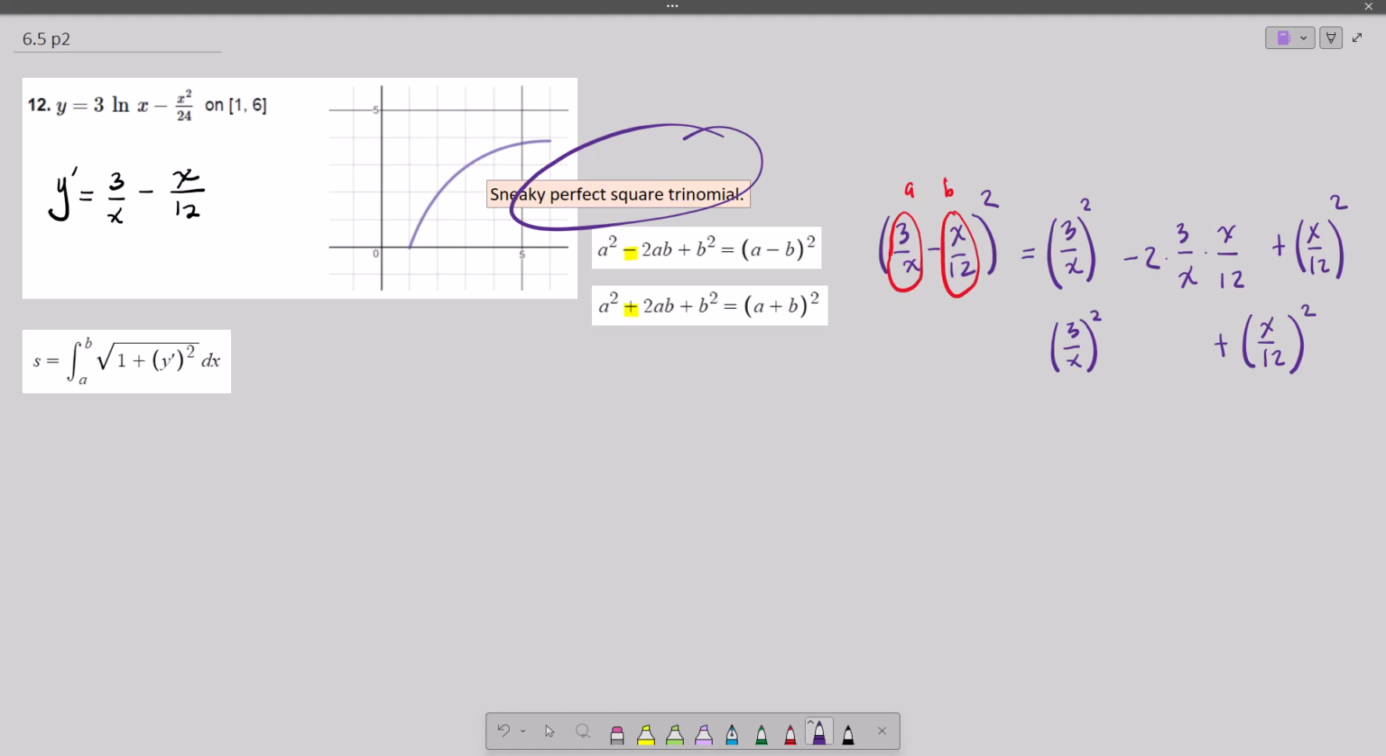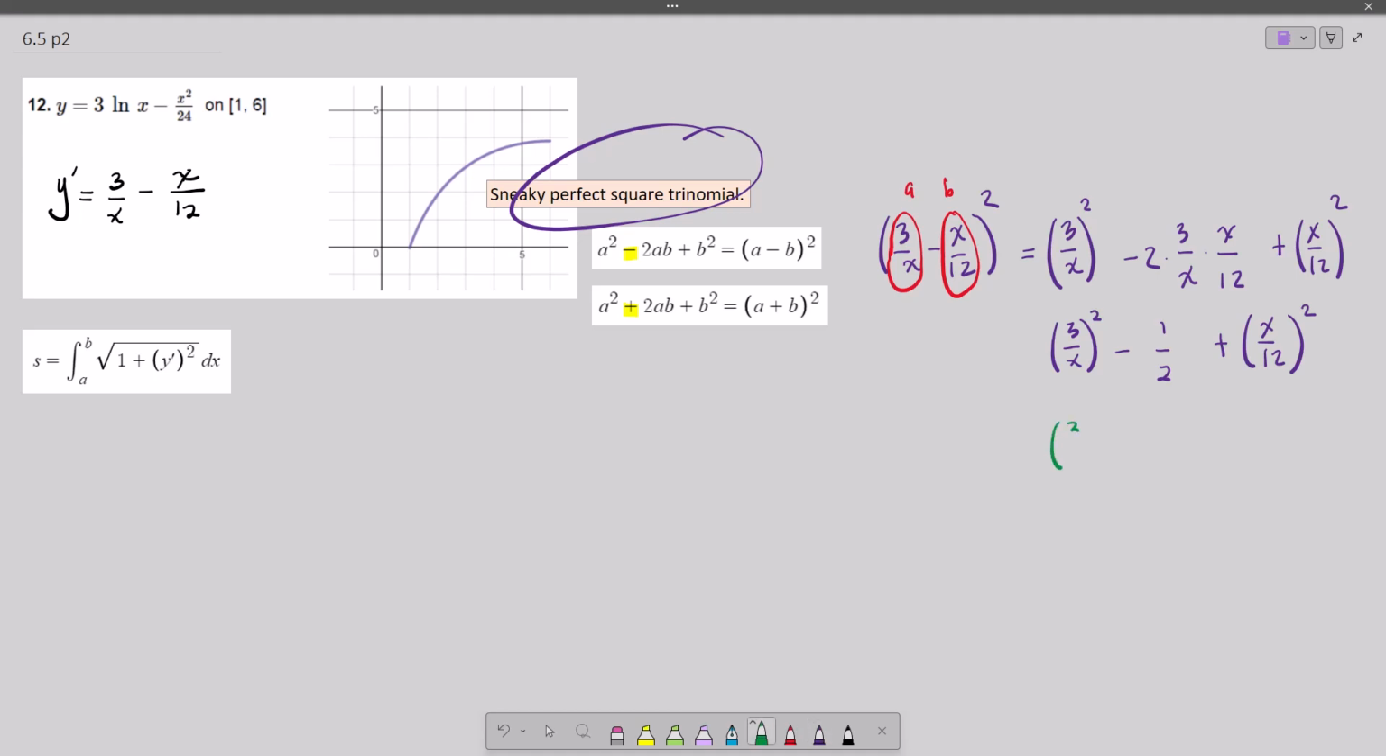And there's a minus in front. Everyone agree with that? Right, there's x over x, 2 times 3. This 2 is really in the numerator because it's 2 over 1. So that's 6 over 12, which is 1/2. All right, now, in our arc length formula, what do we do after we square the y prime? Add 1. So let's come over here and add the 1.